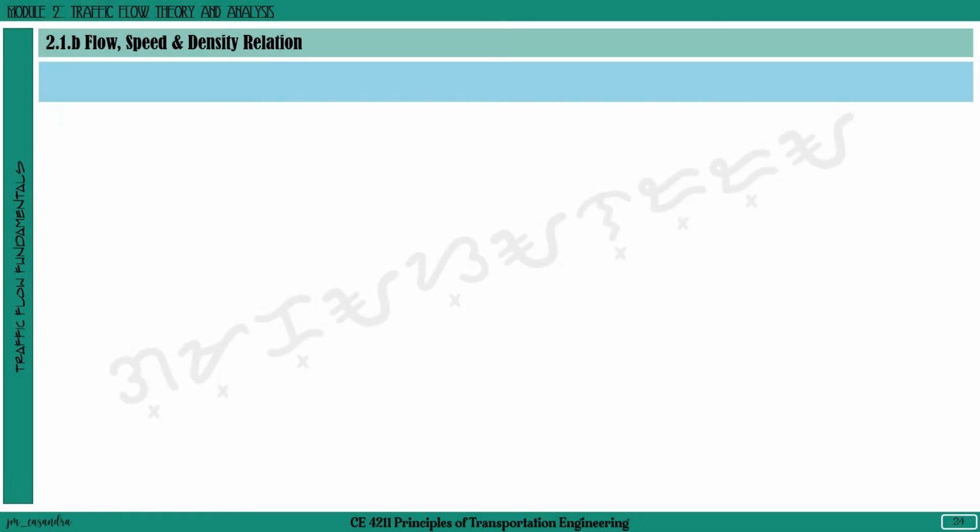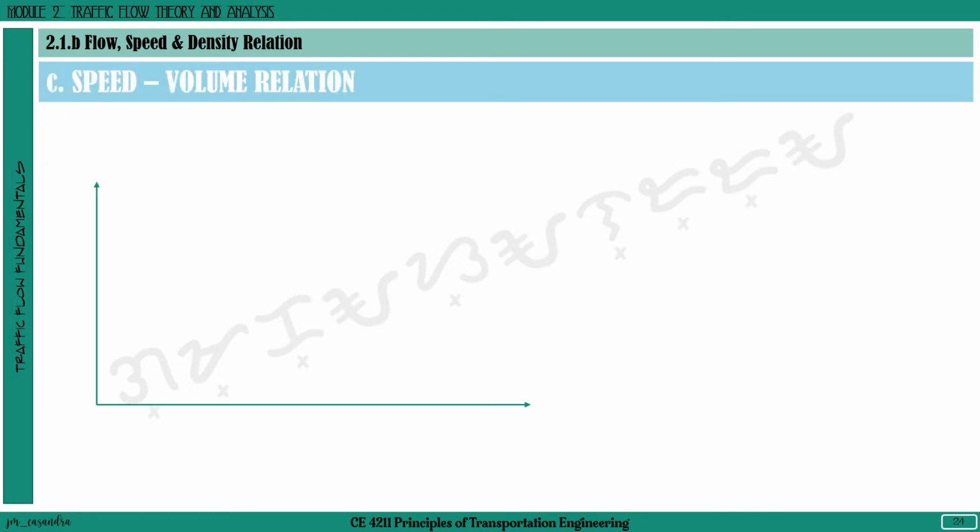So the last relation that we're going to define is the speed-volume relation. So again, we'll be representing this relation through a graph. We have the vertical will be our space mean speed, horizontal is our volume. So almost the same as our volume density relation. The speed volume is also a parabolic relation, but it will now be opening about your y-axis.